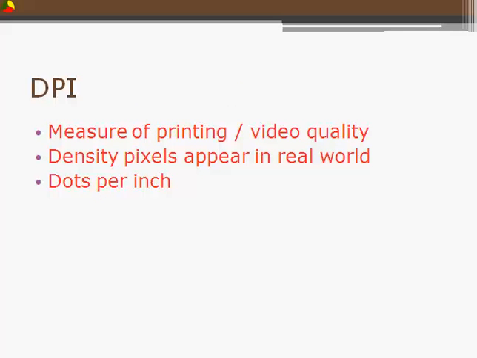And sometimes resolution is confused with dots per inch, or DPI. Dots per inch is the number of pixels that are represented on a physical medium such as printing or video quality, and it basically means the density of the pixels in the real world, and not resolution, which is the size of the actual image that you're trying to represent. So if you have a high DPI monitor, it could represent a high resolution image in a smaller space than a lower DPI monitor.